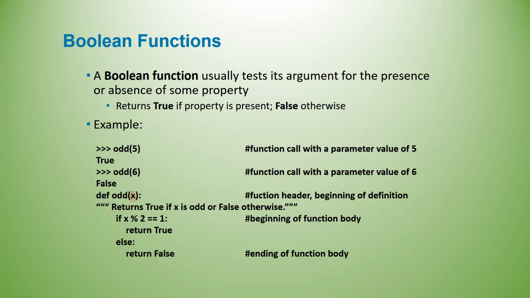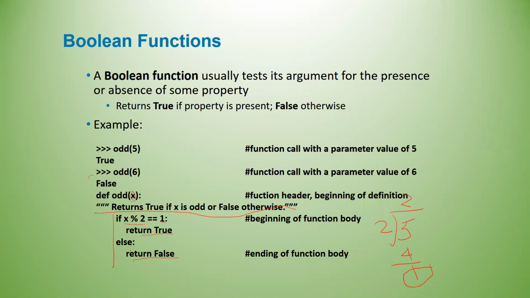Okay, this is a docstring that gives you the explanation. And here is the function body, indented. If x modulus 2 is 1, you return true, else return false. So if x is 5, 5 modulus 2, that's the result, right?